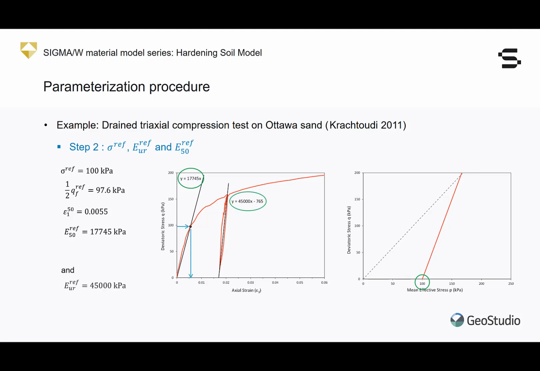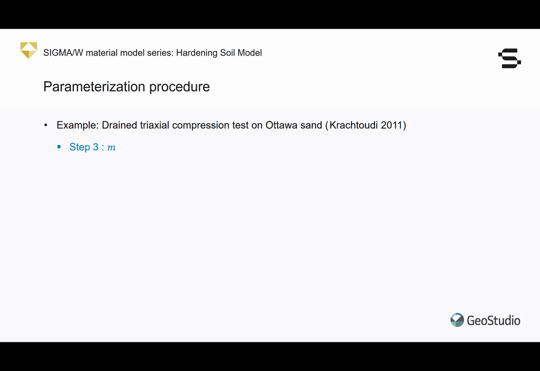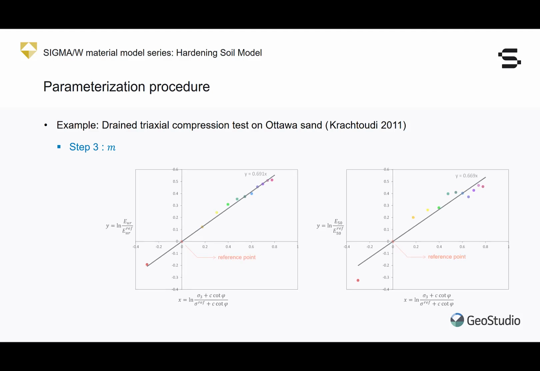Finally, the unloading-reloading branch of the measured stress strain curve gives us the value of the unloading-reloading reference stiffness, and the slope of that line is estimated to be 45,000 kilopascals. The third step of the parameterization procedure estimates the stress dependency exponent m. As shown here, this constant can be estimated from either the unloading-reloading or the half-failure stiffnesses in natural log space. The slope of these two lines is almost the same, and their average is 0.680, and this is what we consider to be the constant m.